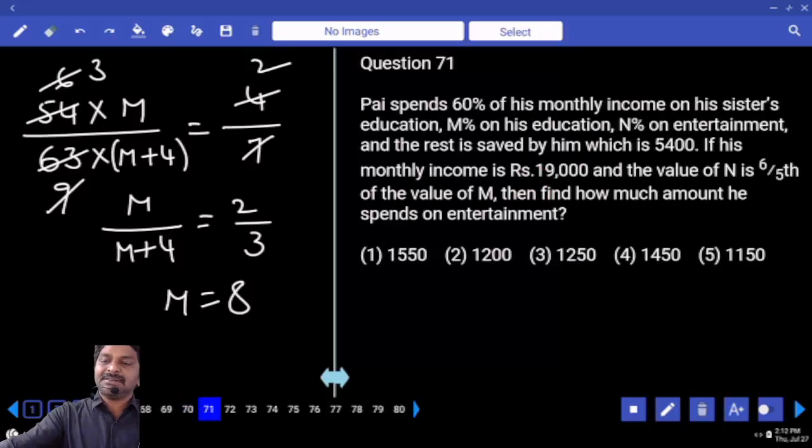Pi spent 60% of his monthly income on his sister's education, M% on education, N% on entertainment, and the rest is saved by him, which is 5,400. If his monthly income is 19,000 and the value of N is 6 by 5 of the value of M, then find how much amount he spent on entertainment. What is entertainment? M percentage is education, N percentage is entertainment.